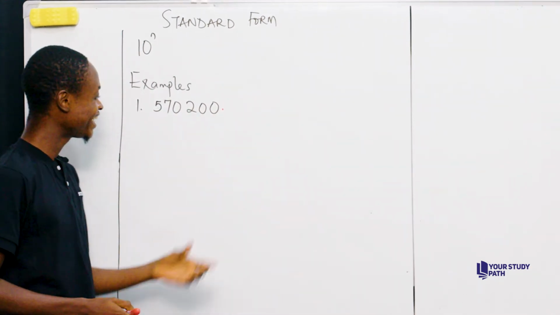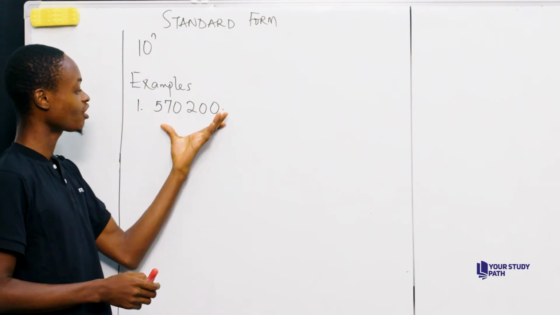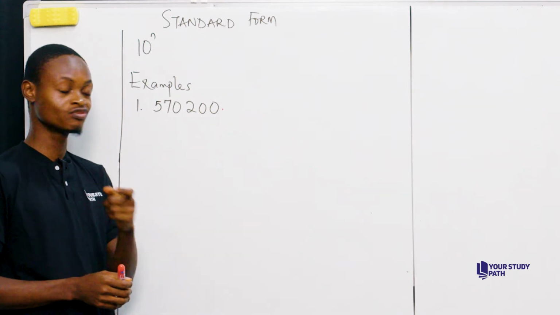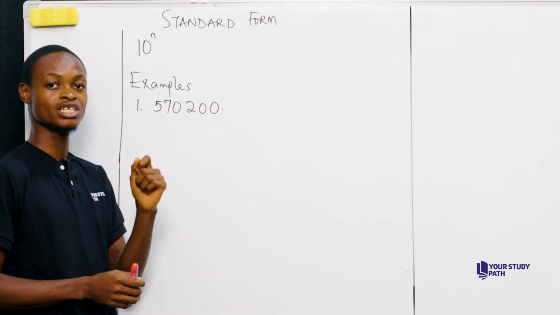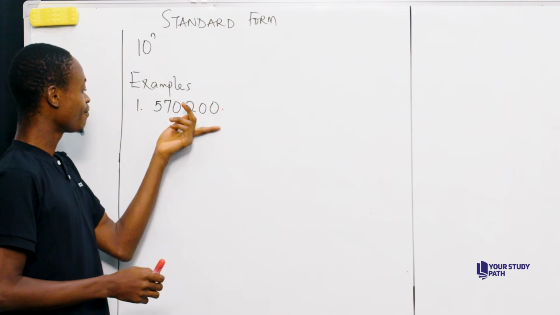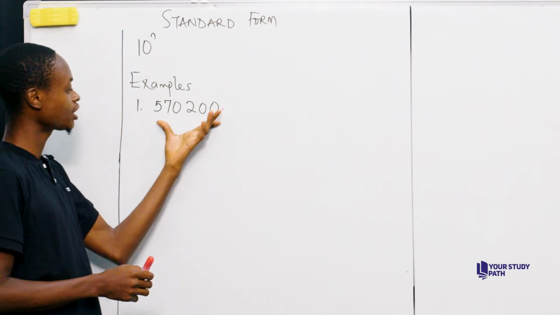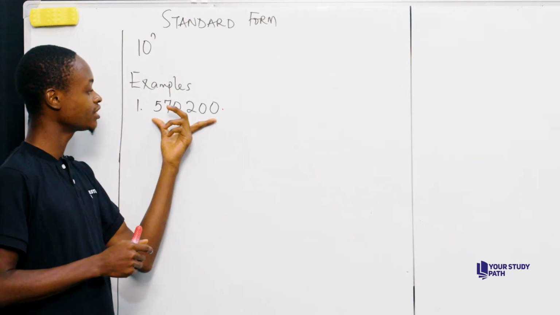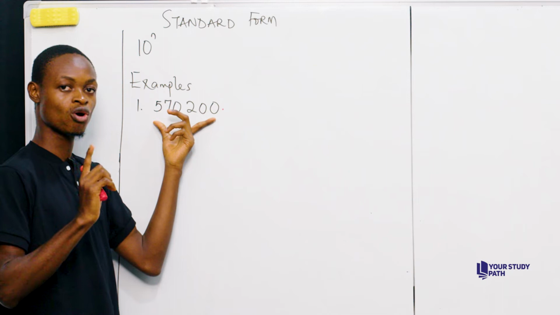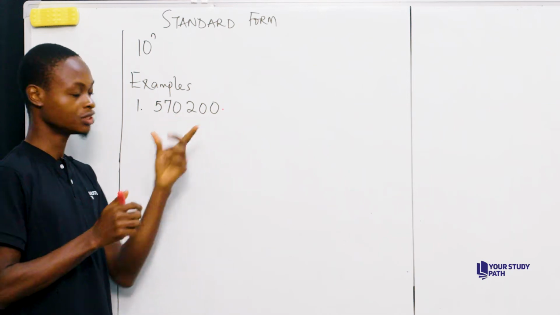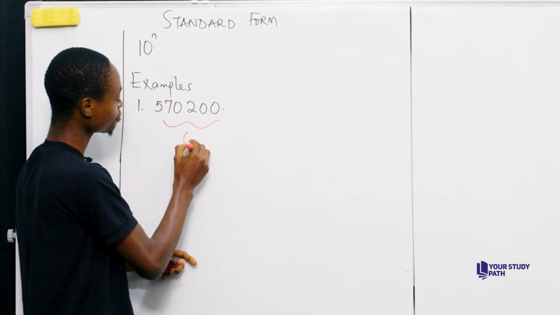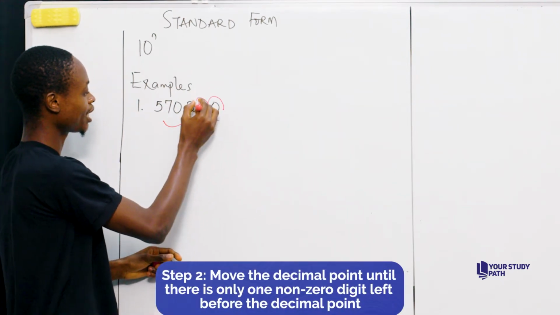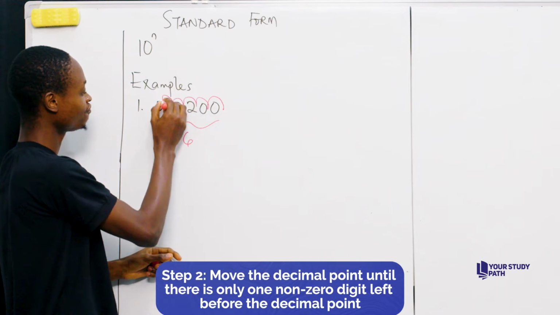Now your goal is to convert this, this 570,200, into standard form. Now what you have to achieve is to ensure that there is just only one number before the decimal point. In this case we have 6 digits before the decimal point. So what you have to do is convert this such that there is just one digit left before the decimal point. If you have 6 of this, all you have to do is move this first time, second time, third time, fourth time, and the fifth time.